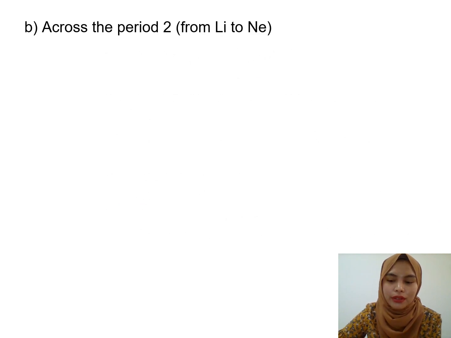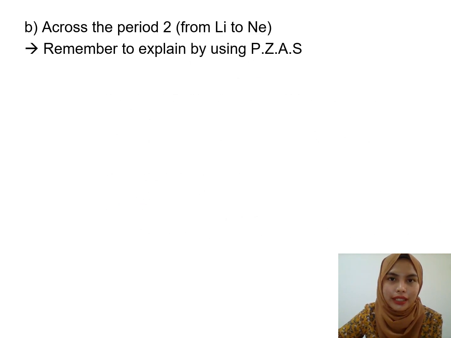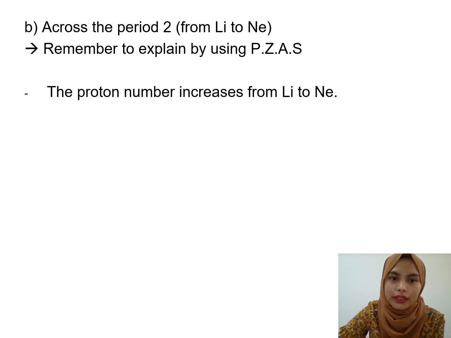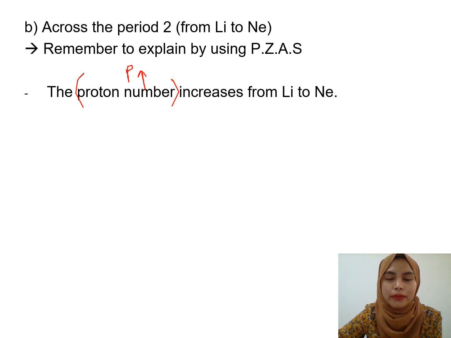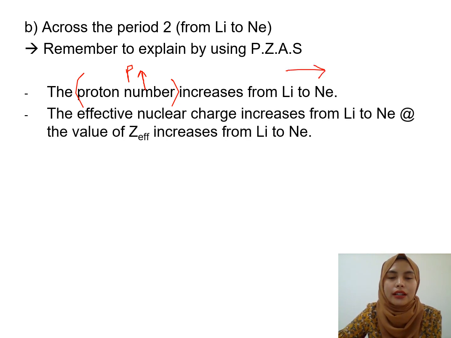Across the period tu, ingat nak bagi explanation kalau across the period, ingat point apa? Pizzas. Pizzas tu apa? Okay, start with saying the proton number. P, proton number increases from lithium to Ne, neon. Okay, across the period kan, proton number increase. Bila proton number increase, apa berlaku? Then you akan go for Z. Z adalah effective nuclear charge. ZEF increase from lithium to neon.